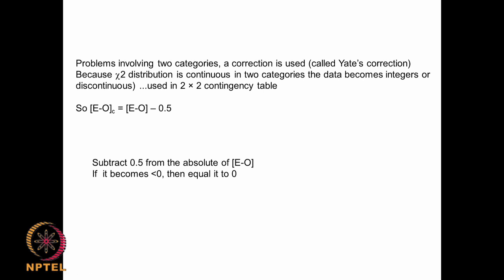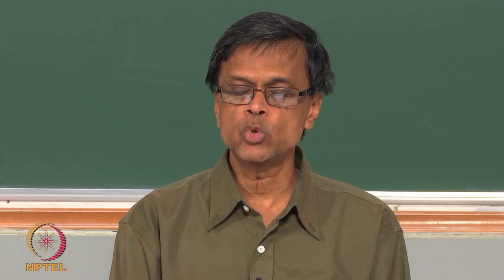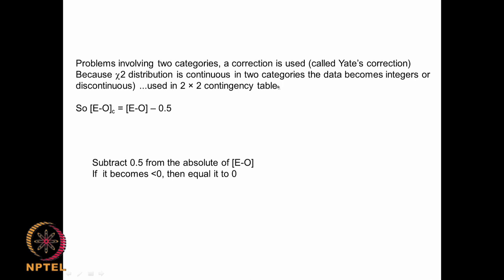Especially when you are using only two categories, there is something called the Yates correction. You need to perform that, especially when you have a 2 by 2 type of data. That means I have male, female, success, failure. Male, female could be in the column, success, failure could be in the row. That is called a 2 by 2 contingency table.